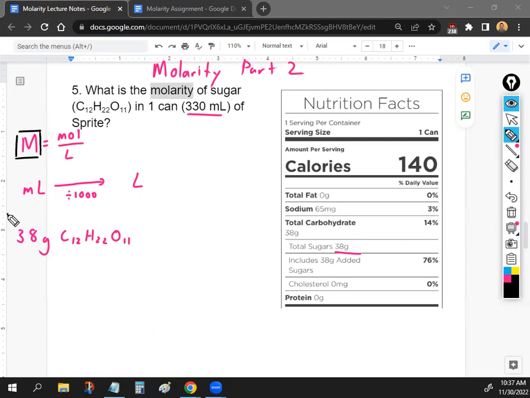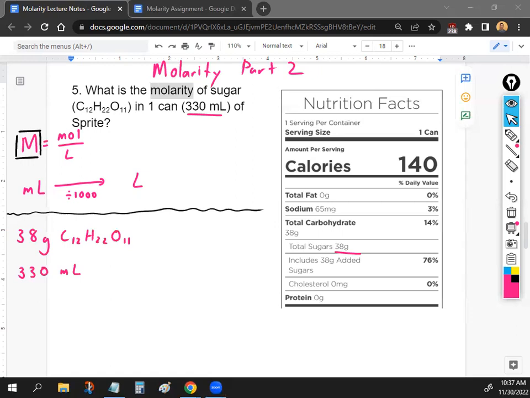Okay, so we're just going to jot that down because these are the numbers that we are working with. We got 38 grams of sugar, and we also know that 1 can of Sprite is 330 milliliters. So these are the two numbers that we're going to work with. Okay. So far, so good?